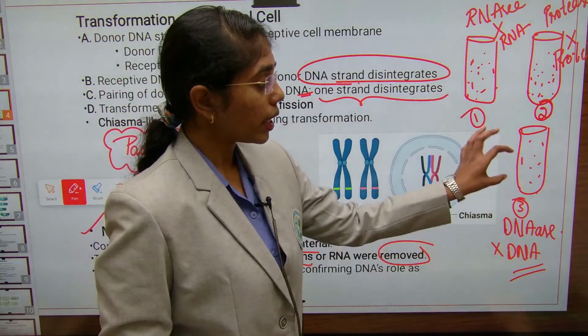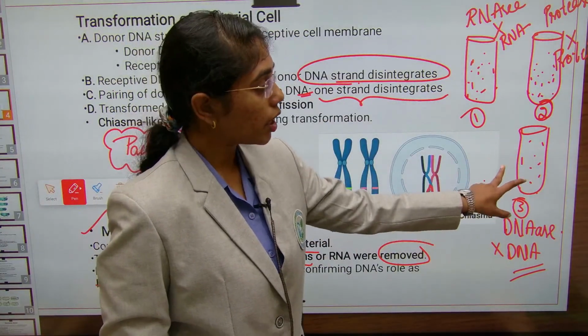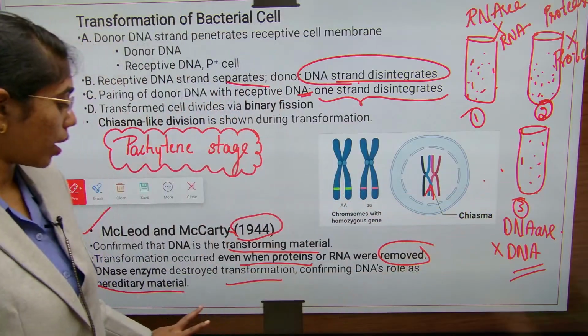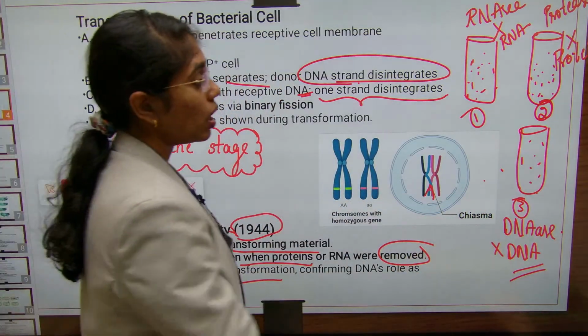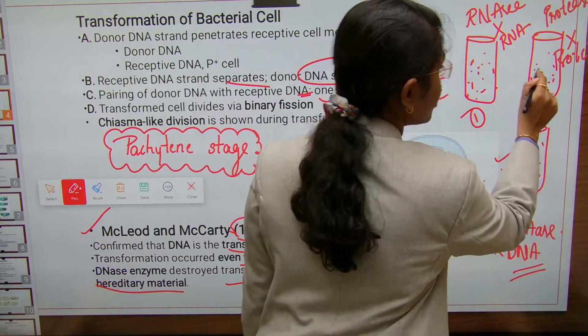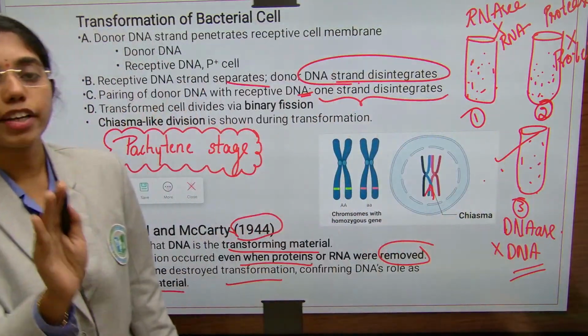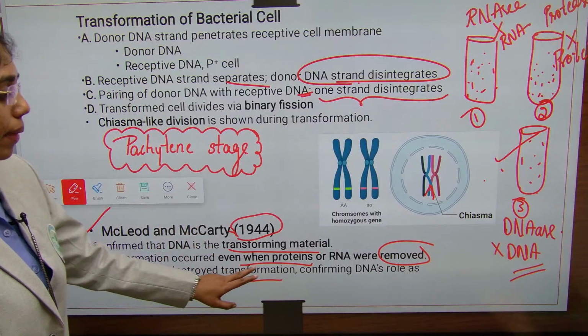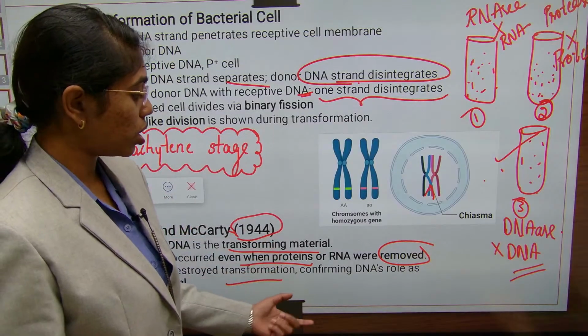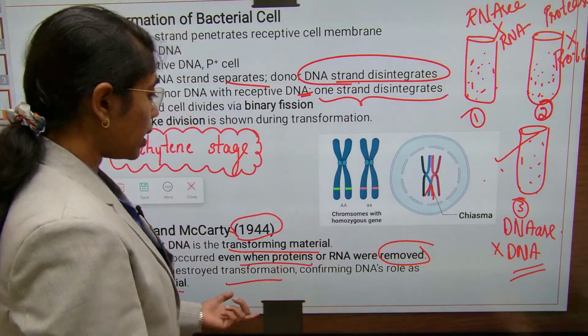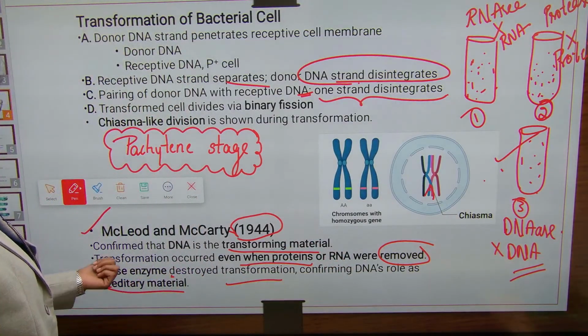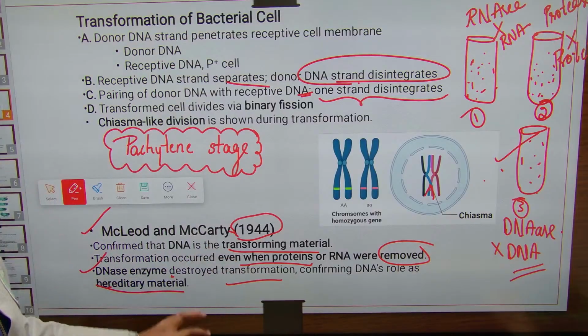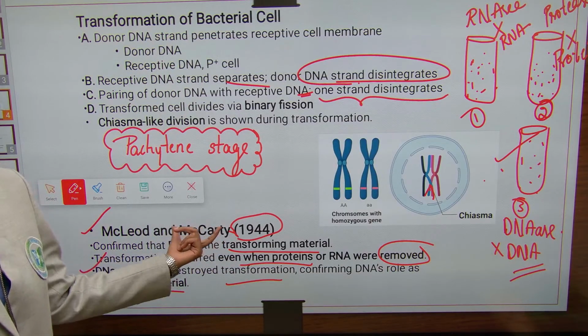Here, when DNA is disintegrated, there is no transformation occurring. It is affecting transformation in the third case. In the first 2 cases, there is no effect on transformation. As the DNase enzyme is destroying transformation, this confirms DNA's role as hereditary material finally. By whom? MacLeod and McCarty.